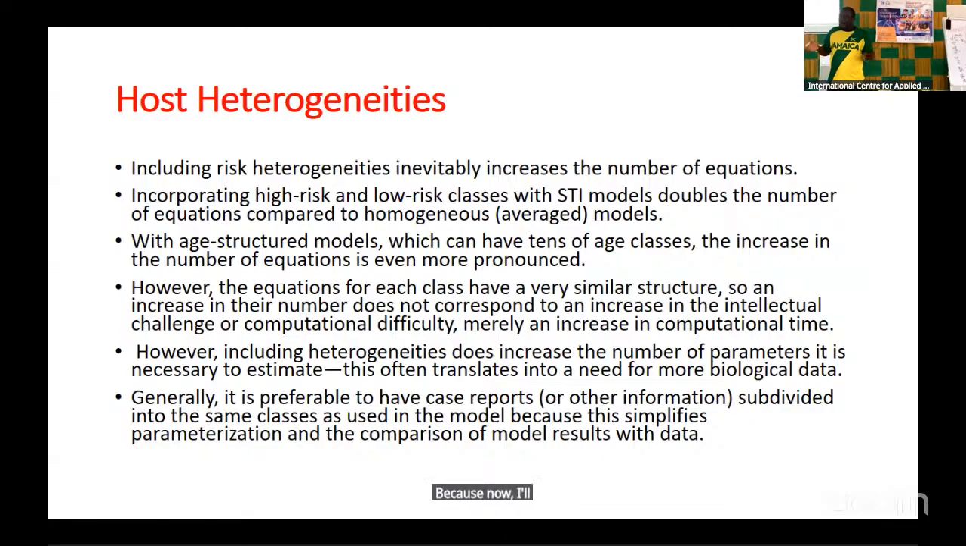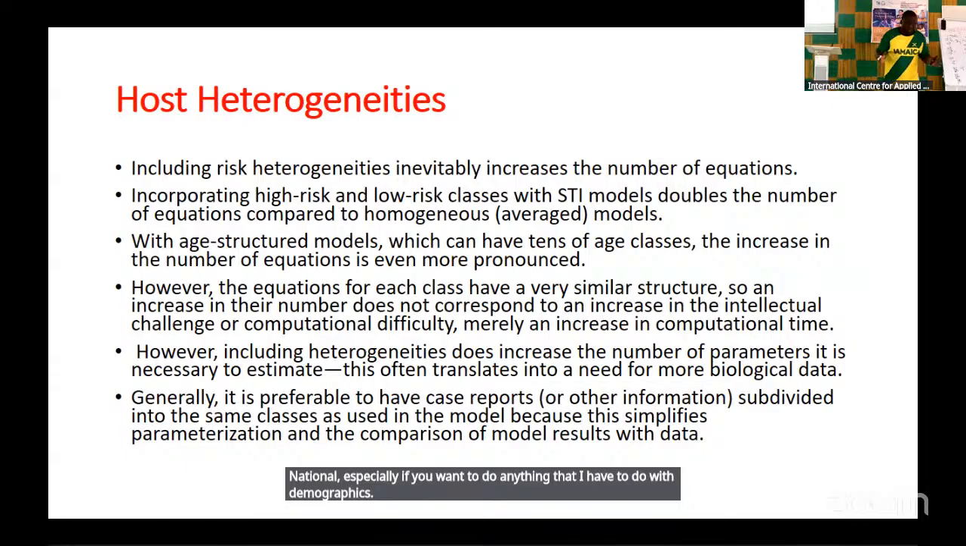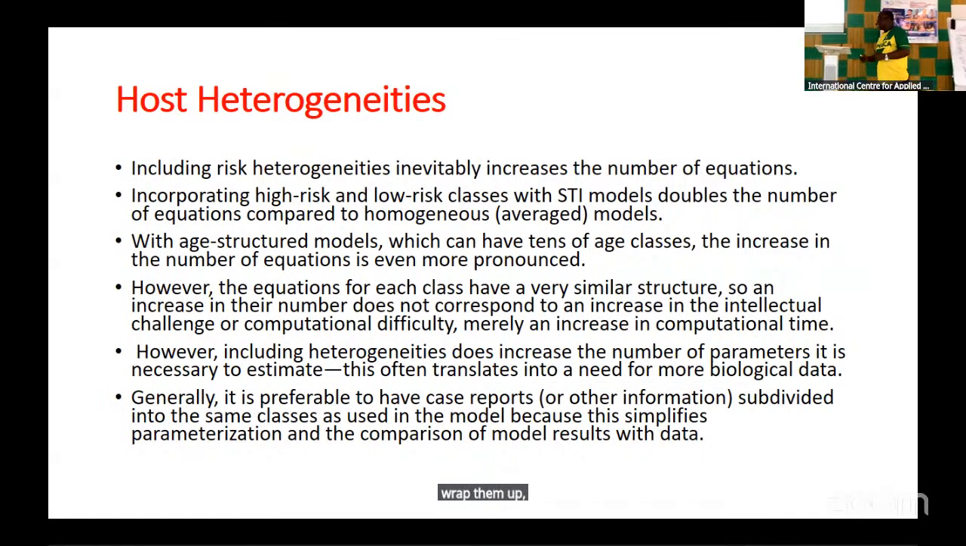Because now I'll be wrongly placing things. You'll be placing things wrongly. You'll be dividing things wrongly. Then apart from having the epidemiology, especially if you want to do anything that has to do with demography, you have to have an understanding of the demography of that population.